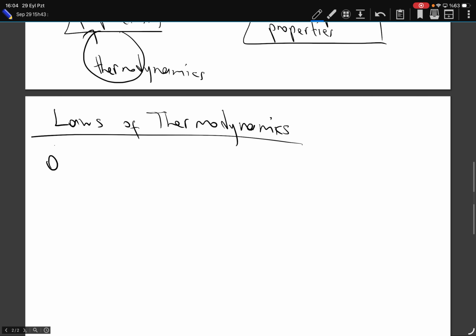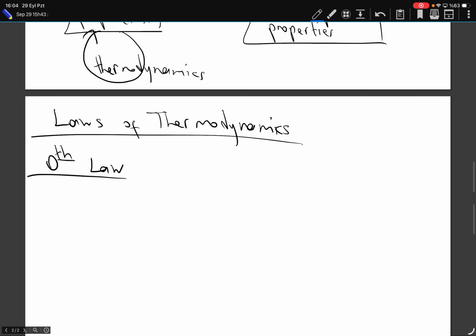So let's start with the zeroth law. In thermodynamics, we will be dealing with systems in equilibrium, both in statistical mechanics and also in thermodynamics. It means that the systems will not be changing in time. The pressure will be uniform, the temperature will be uniform everywhere. So those are the systems that we will study.